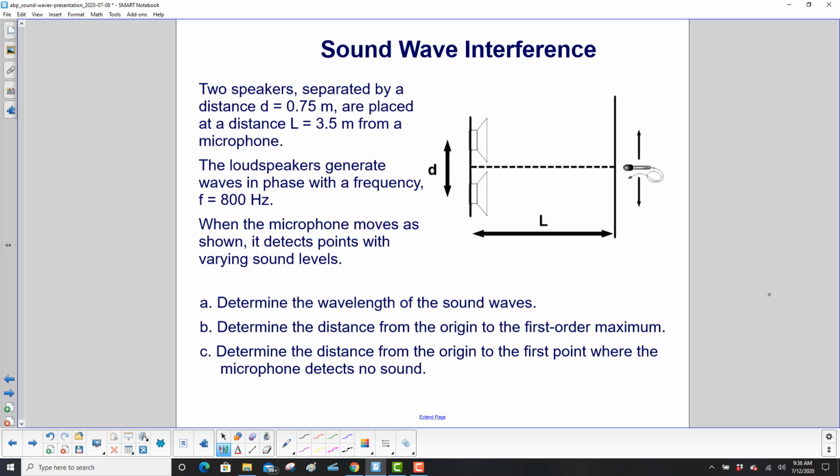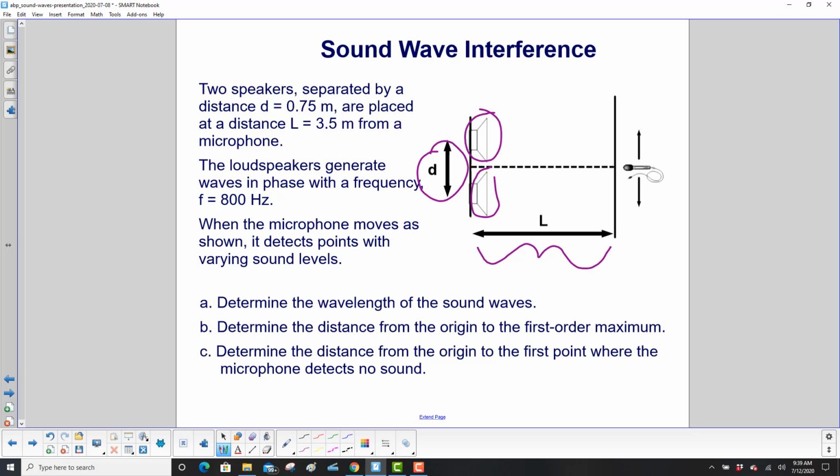Two speakers separated by a distance d. Okay, so here's our speakers, and here's a distance d of their separation. They are at a distance 3.5 meters from a microphone. The loudspeakers generate waves in phase with a frequency of 800 Hertz.